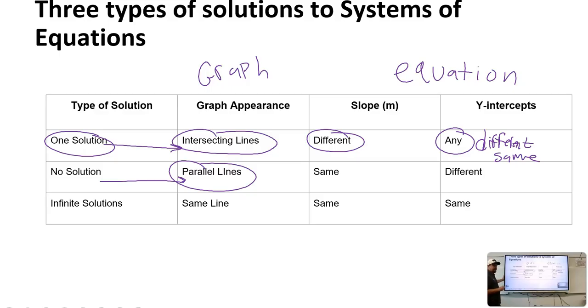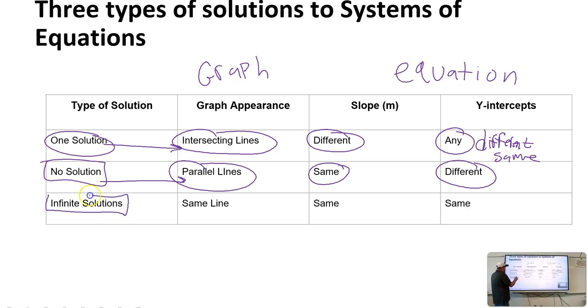Unless, the only difference is if the y-intercepts are the same, if it's the exact same line, then you'd have infinite solutions. So if you have parallel lines, or if you're looking at the equation, and the slopes are the same, but the y-intercepts are different, that means we're going to have no solution.